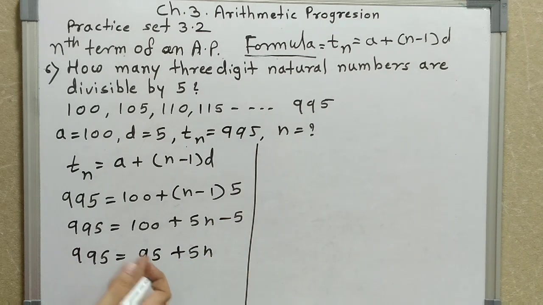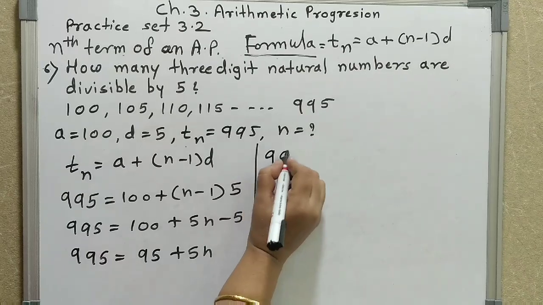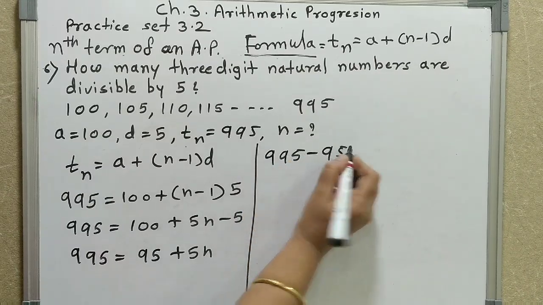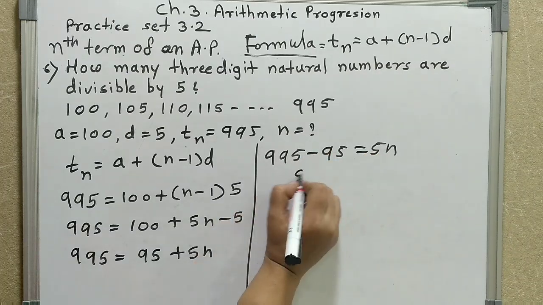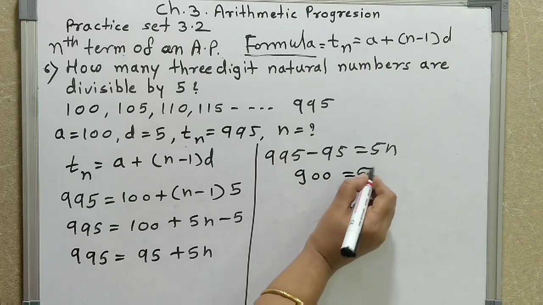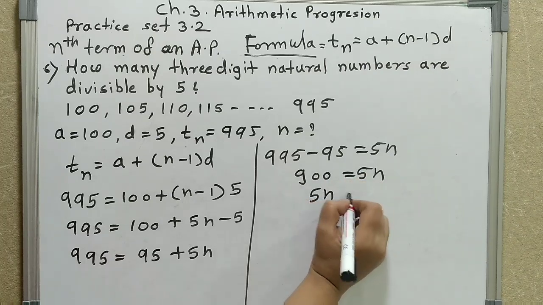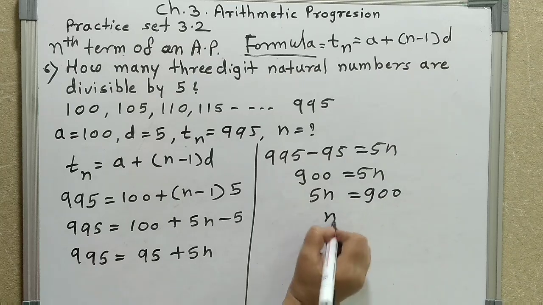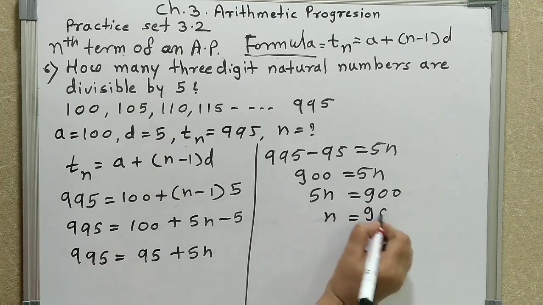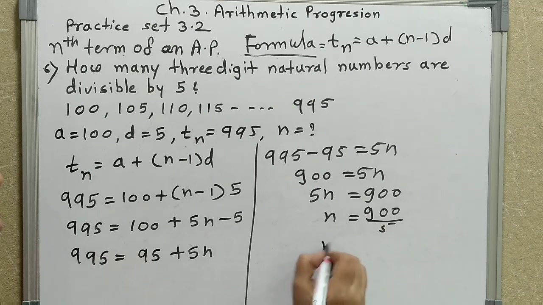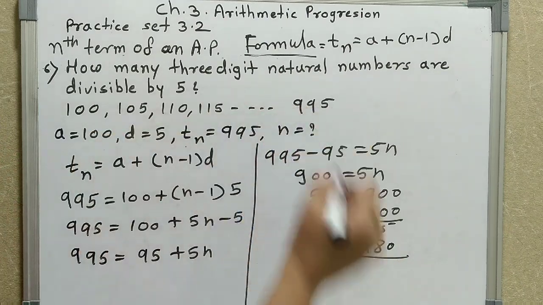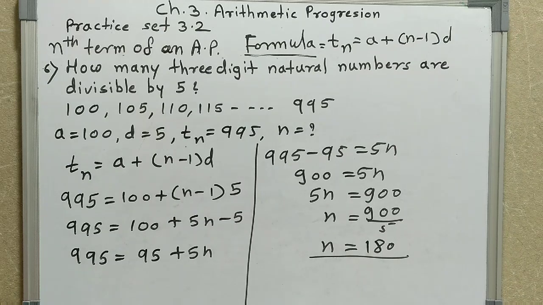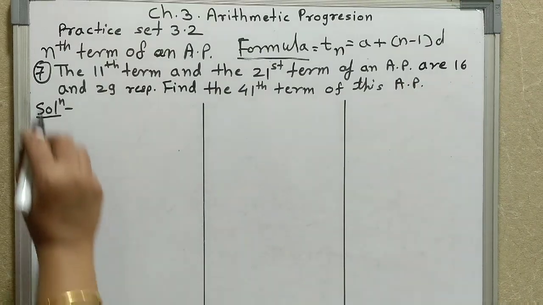We write here 95, this side, we bring it to the other side. So 995 minus 95 is equal to 5n. 995 minus 95 is 900, equal to 5n. Change the side: 5n is equal to 900. n is equal to 900 divided by 5, since 5 is multiplied on that side. So n is equal to, what is the answer? 180. So how many terms from 100 to 995? That is 180. Now we start the 7th example.